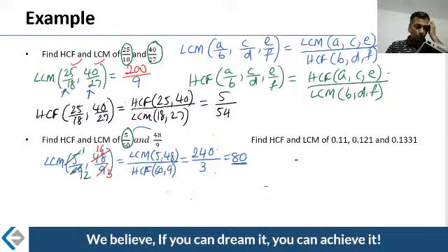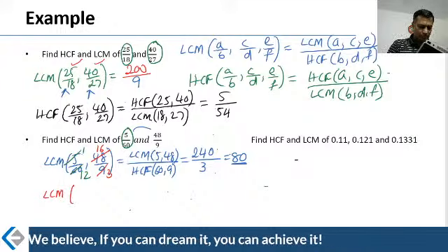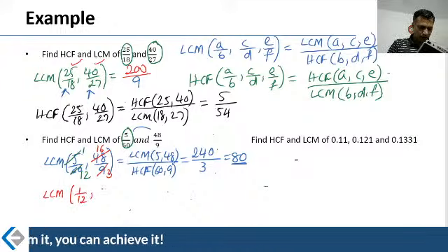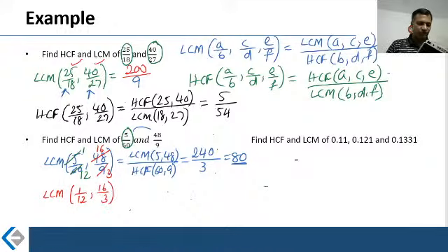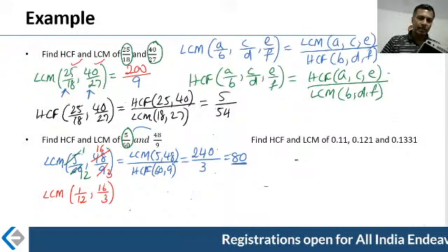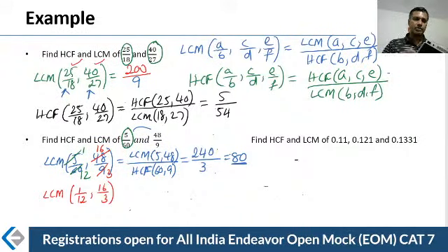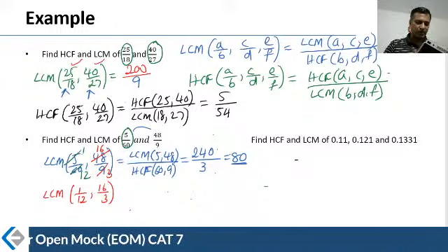Fair enough. So now look at that. What I was supposed to be finding was the LCM of 1 by 12, comma 16 by 3. Now these are the fractions in their reduced form. Remember, while you are finding the LCM and HCF of fractions, the fraction should be in its reduced form. Otherwise, we'll get the wrong answers.